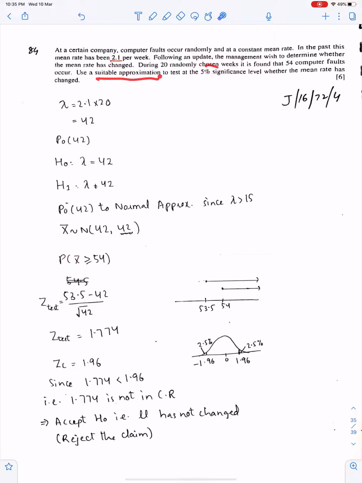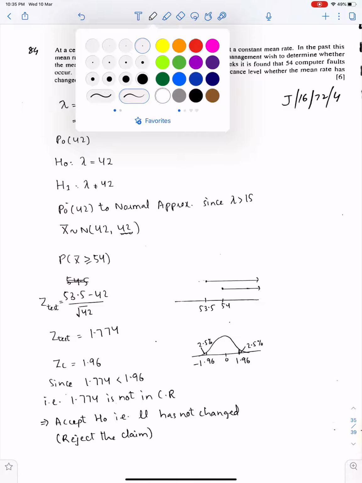Suitable approximation means normal approximation. At 5%, has the mean rate changed? This is the two-tailed test. So 1.96 and negative 1.96 are here. You have to do the continuity correction, since now this is very important. Understand this concept carefully.